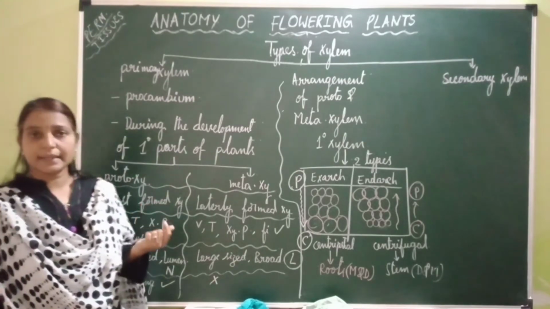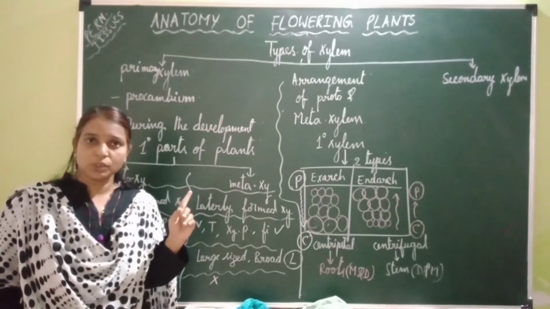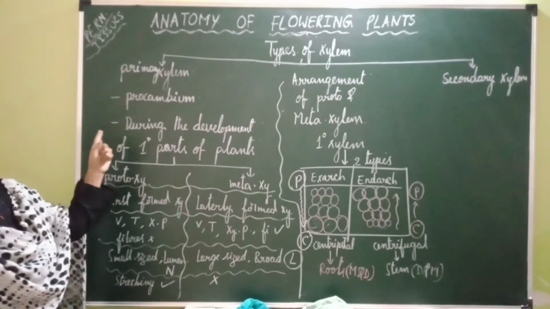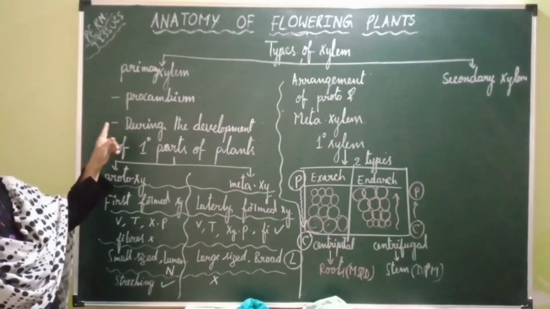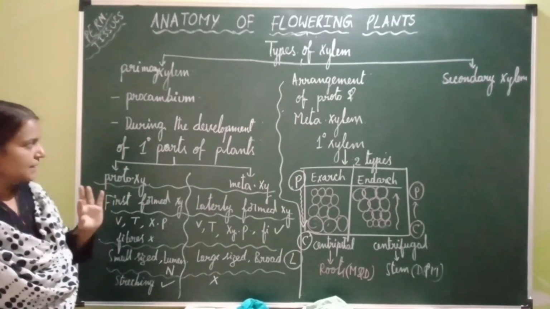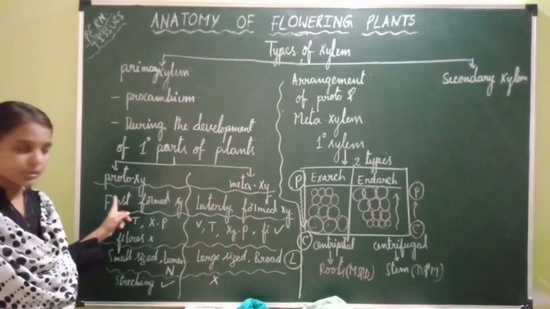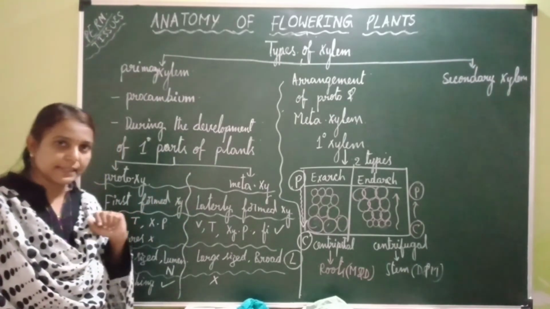Now let's study secondary xylem. So types of xylem. Xylem is of two types on the basis of origin, that is primary xylem and secondary xylem. Primary xylem is developed from procambium during the development of primary parts of the plant. And it is of two types, protoxylem and metaxylem. First formed xylem, protoxylem. Lately formed xylem is metaxylem.